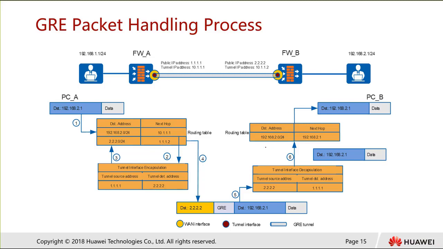Let's look at the GRE packet handling process. First of all, we look at some of the packet headers. On this side, we have the private IP address 192.168.1.1, the user, and here we have a PC, user B, 2.1/24. So this is definitely a layer 3 value. That means this is one subnet, and 2.something is another subnet.